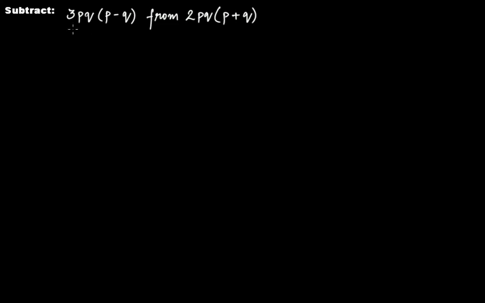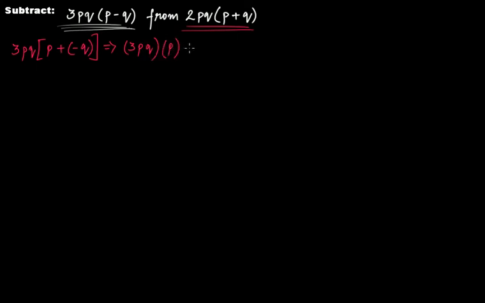This is the last one, you have to subtract here. So this is one expression and this is the second one. So you have to subtract this from this one. Let's solve for this one. So this is 3pq and p plus minus q, and if you solve it, this is 3pq multiplied by p, then you have 3pq multiplied by minus q.